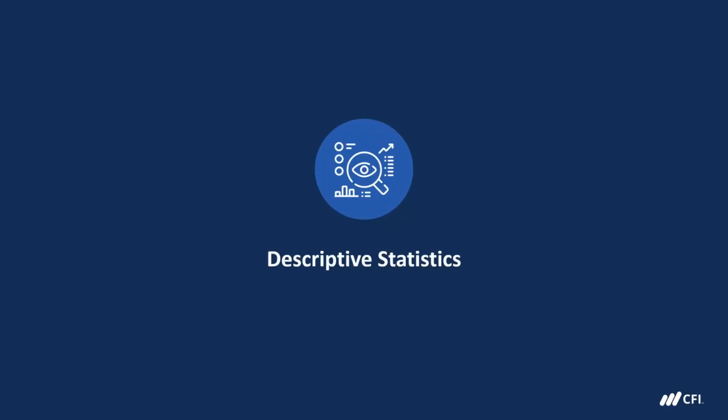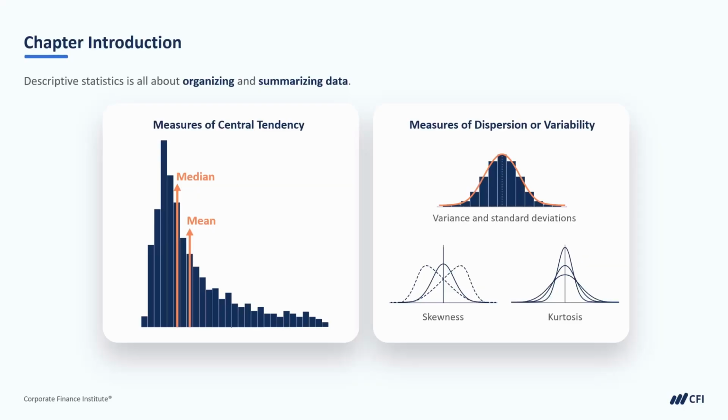In this chapter, we're going to take a look at descriptive statistics. Descriptive statistics is all about organizing and summarizing data so that we can broadly and quickly describe it. You'll likely recognize some descriptive statistics right away. For example, mean, median, and mode are all descriptive statistics that we refer to as measures of central tendency.